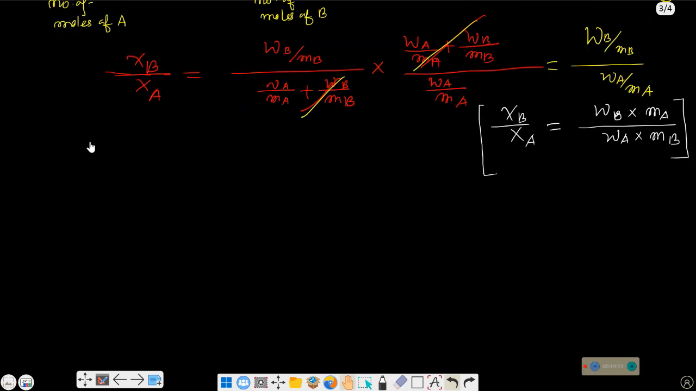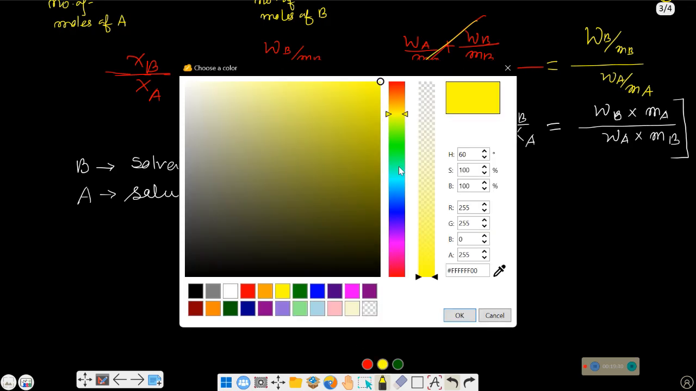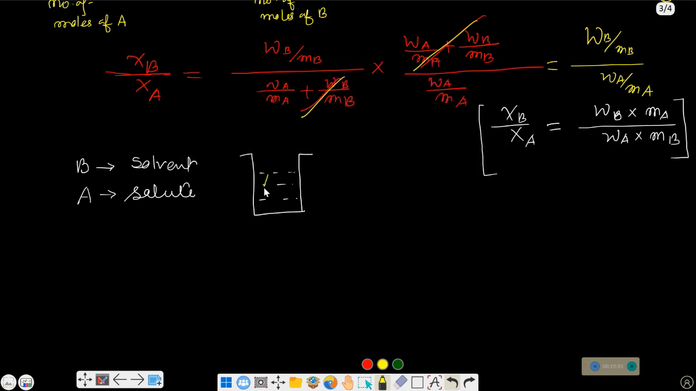Now you see, for our given solution, B was the solvent. Okay, right, B was the solvent, and A is the solute, right. So in our case there are two components, one is A, another one is B. A was the solute and B is the solvent, right? B is the solvent.